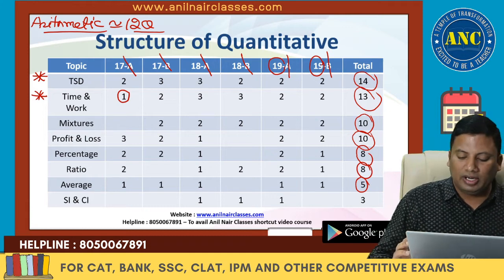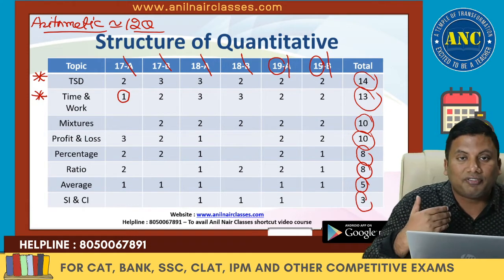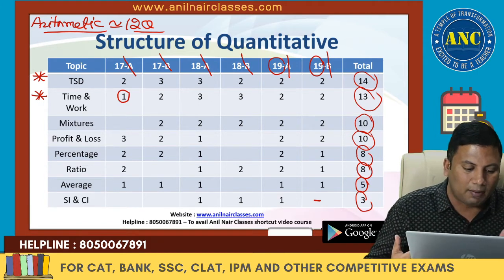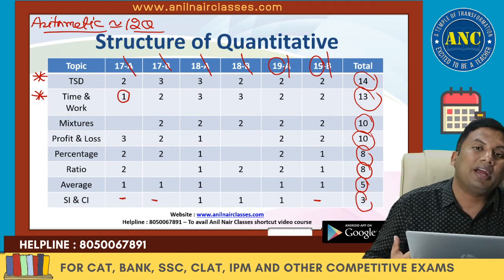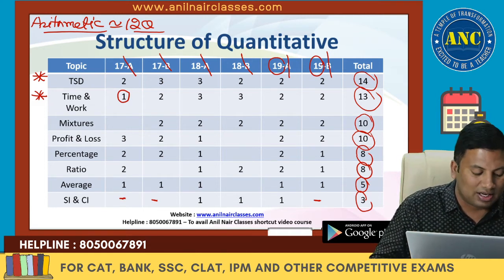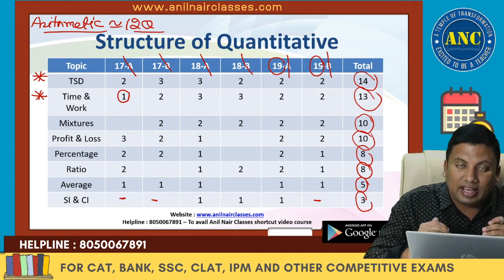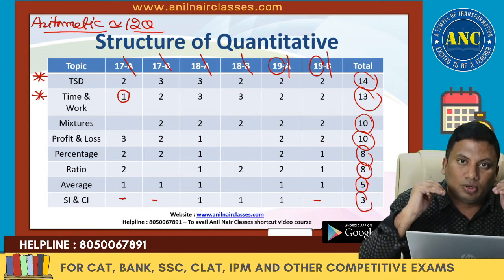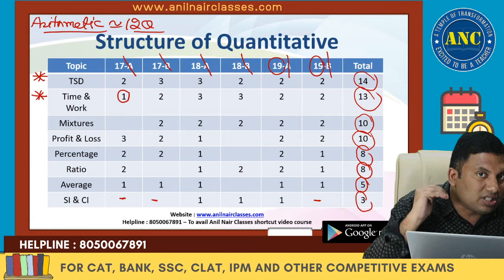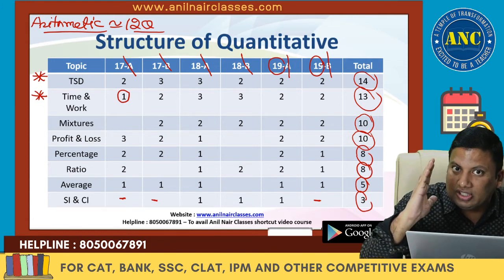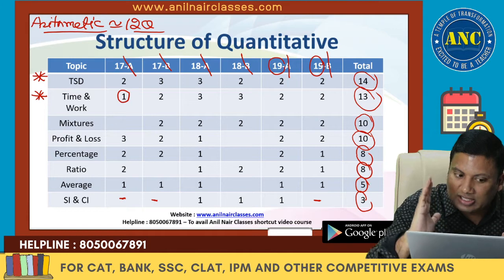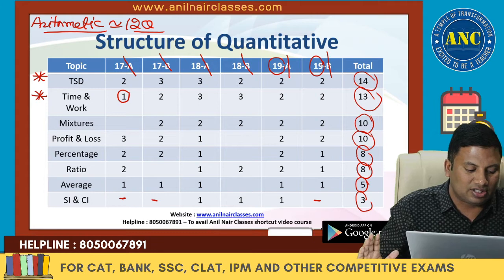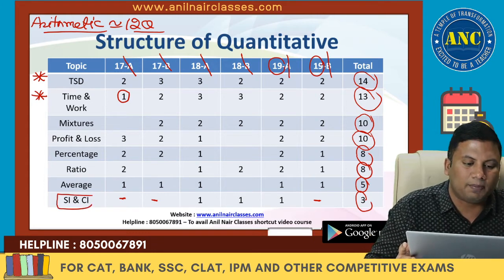Simple interest, compound interest, only 3 questions came. There were few slots like last year afternoon slot, no question on simple interest and compound interest. 2017 morning and afternoon slot, there were no questions on simple interest and compound interest. In case you are preparing for it, arithmetic is the most important topic that you should prepare. In arithmetic, the most important topics are time, speed and distance, time and work, profit, loss and discount, mixtures, and percentages, ratios and averages. SI and CI, anyway, is an application of percentages.